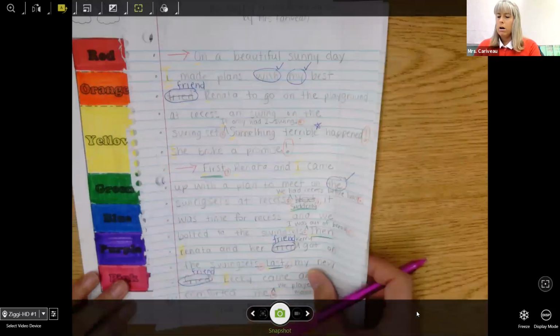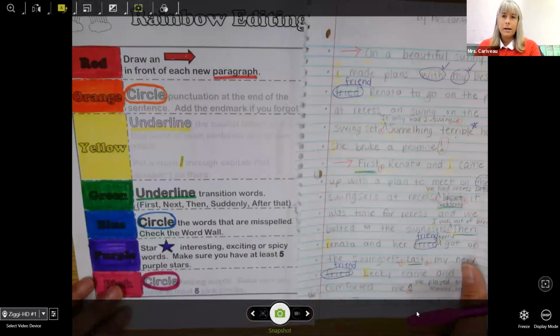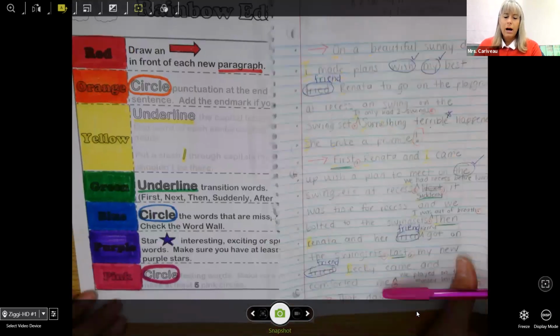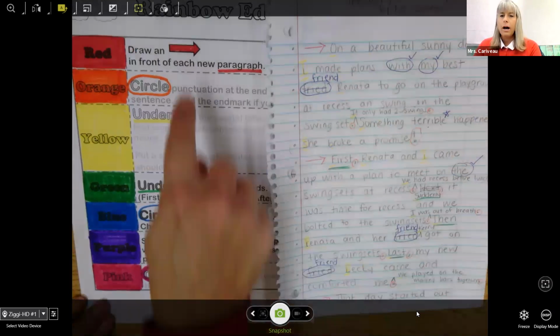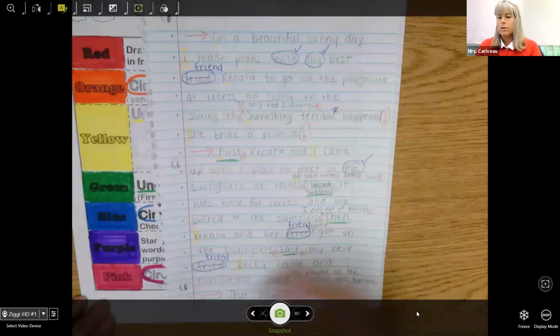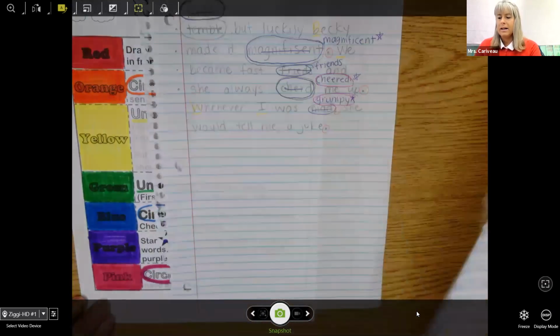All right, so we are all done rainbow editing my story. I'm all done with it. Next time you're going to get to do it next week. So now you know exactly what to do for each step. And when you're done, your paper should have all the colors of the rainbow, just like mine does.